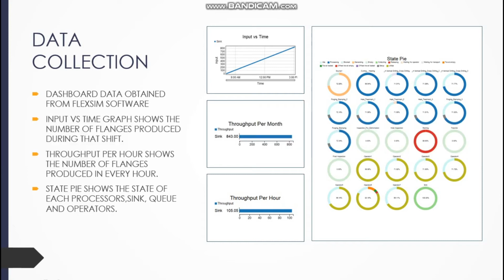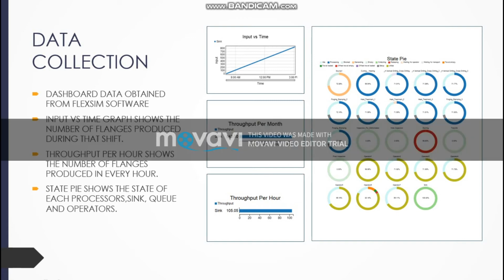And then we also got the state pie, which shows the state of each processor, sink, queues, and also the operators. They illustrate the usage or the utilization and also the processing of each component.